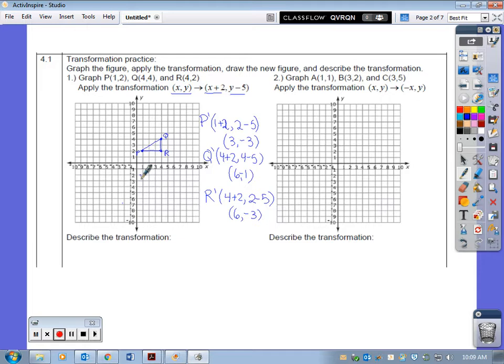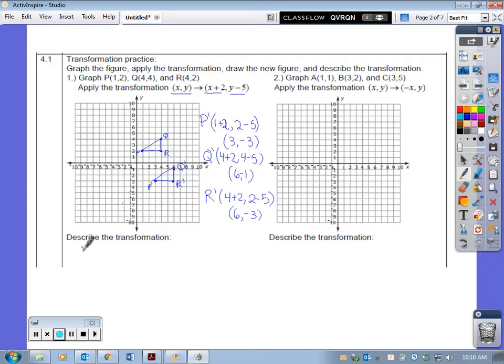Okay, so let's go ahead and graph that over here. So 3, negative 3 is our P primed. Our Q primed is 6, negative 1, so Q prime. And our R primed is 6, negative 3. So that's our R primed. You'll notice the shape did not change shape or size, it just moved. It didn't turn, it didn't flip over anything, it just moved.